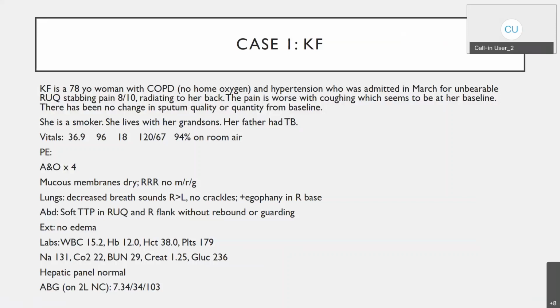Temperature is 36.9, heart rate 80 or 96, and she's sitting 94% on room air. She's alert and oriented. Her lung exam shows decreased breath sounds on the right versus the left, and there's egophony at the right base. Her abdominal exam shows some right upper quadrant tenderness and tenderness in the right flank, but no rebound or guarding. Labs are notable for white blood cell count of 15.2, hemoglobin 12, platelets 179. Creatinine is 1.25. Her hepatic panel is normal, and you can see her ABG there.